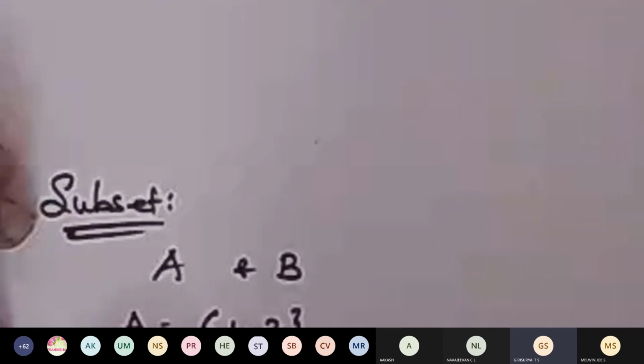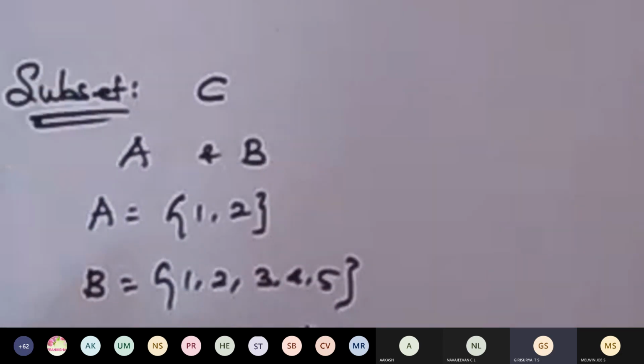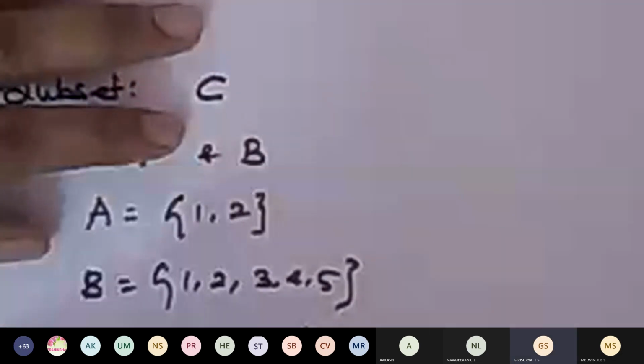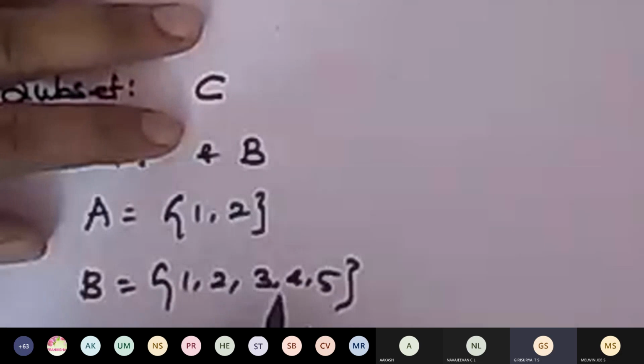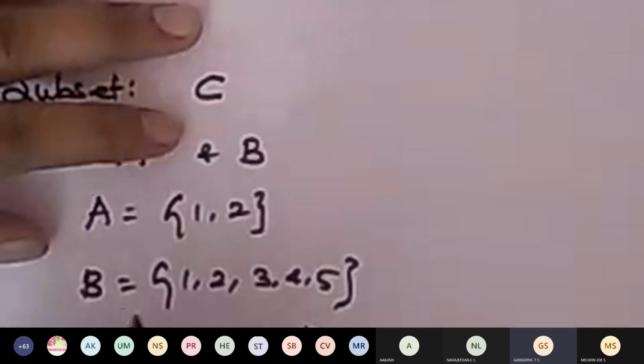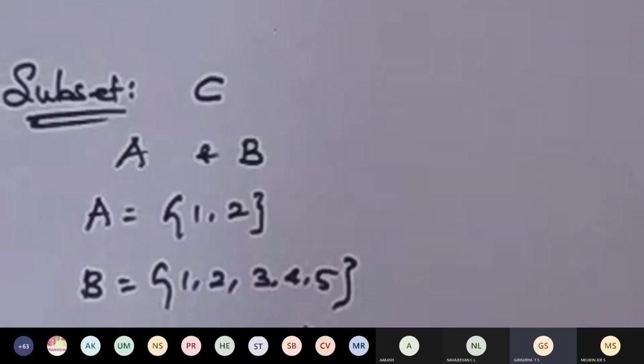So this is called the subset symbol. A few important notes: every set is a subset of itself. Is B a subset of B? Yes, of course, all the elements of B are the elements of B itself. Therefore, we can say every set is a subset of itself.